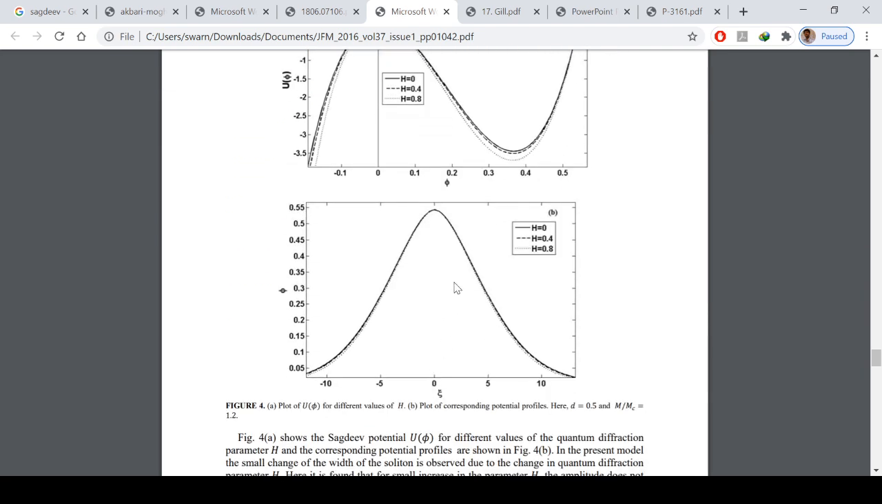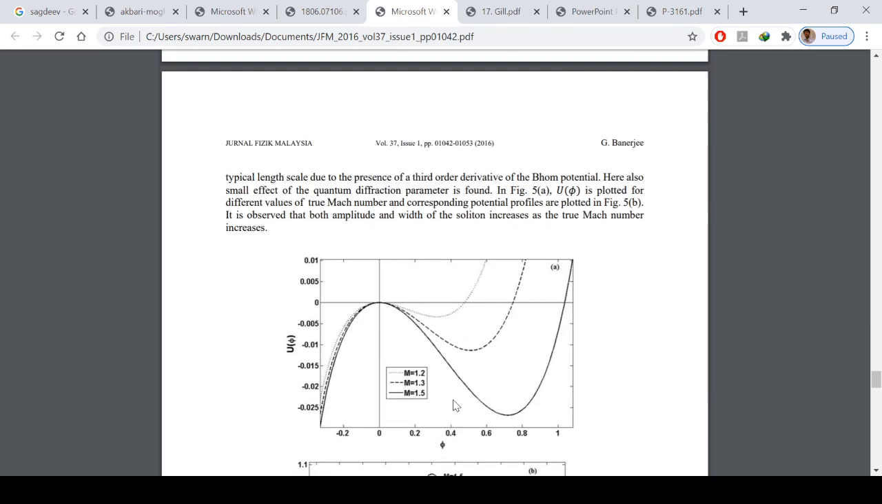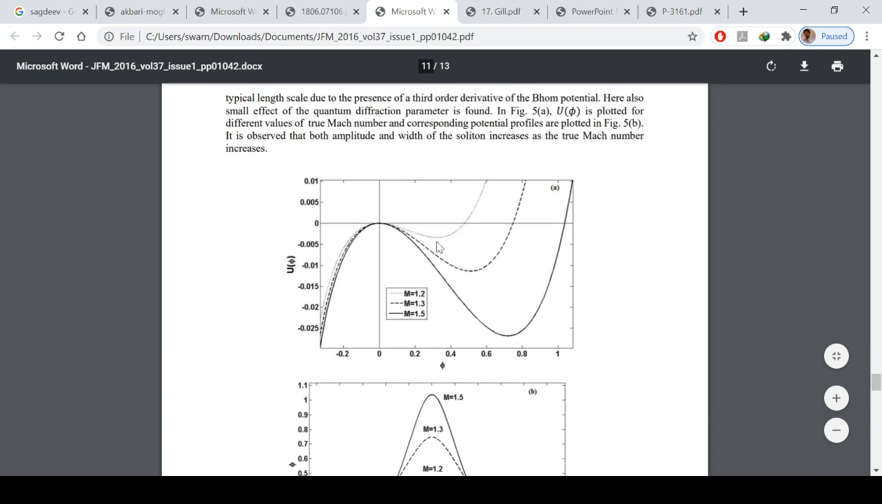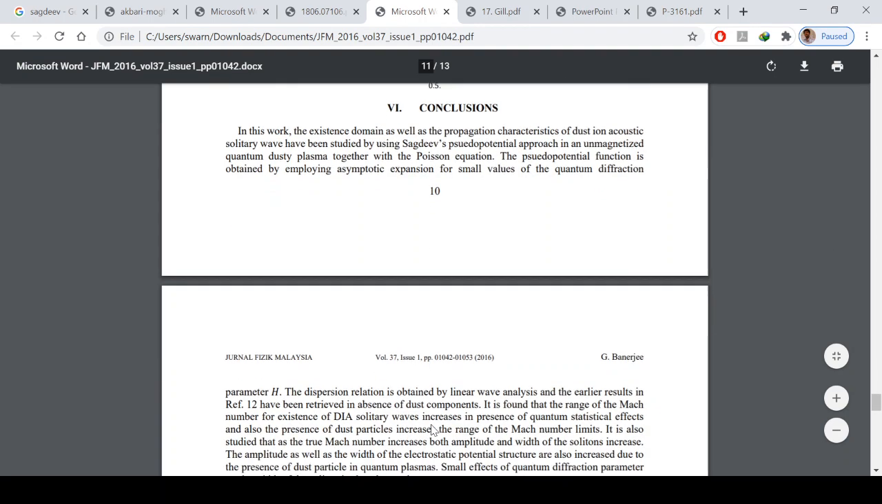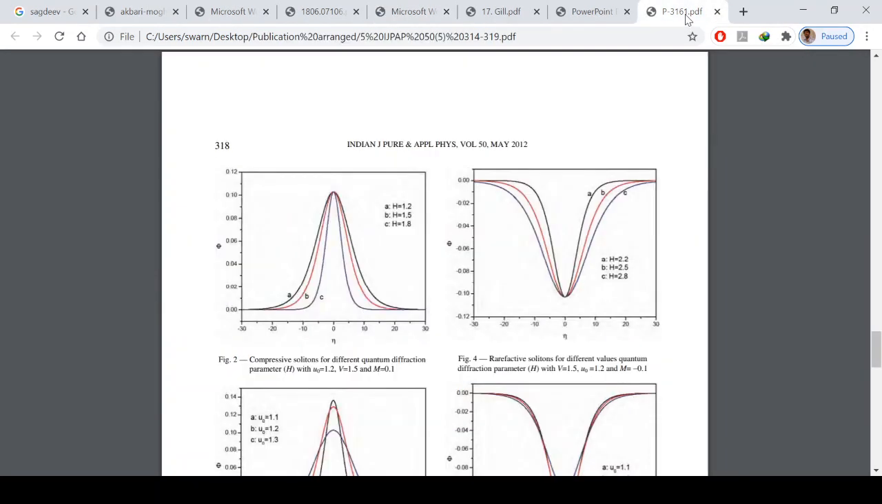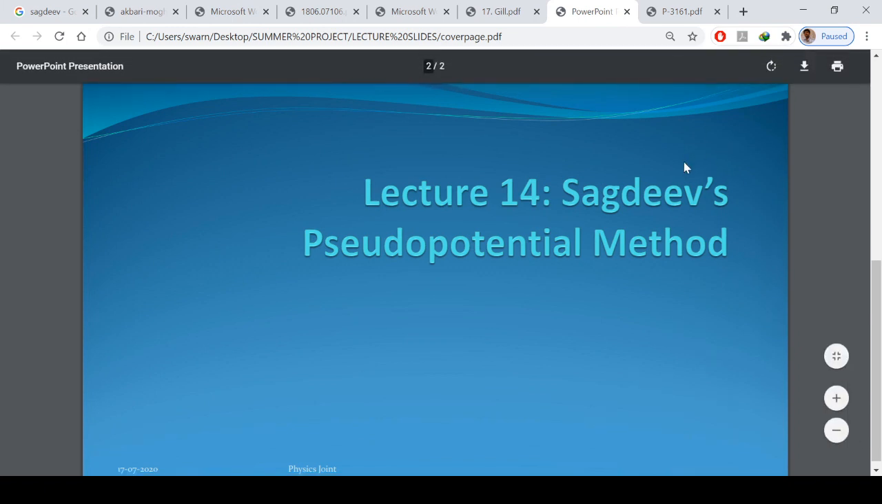Here there is very small change in the Sagdeev potential profile, so there is also small change in the solitary profile. So you can just study like this. Here there are huge changes, you see, with variation in M, that is the Mach number, that is the wave velocity. Here also you get a huge change in the solitary profile. So I will supply some of these freely available articles and you just carry out the study. Thank you.